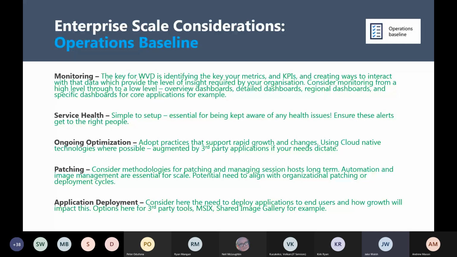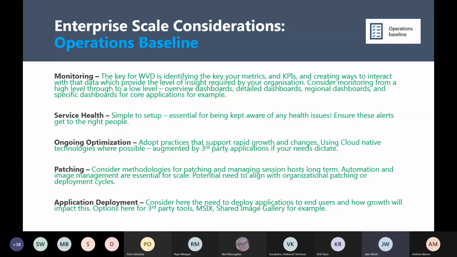Again, application deployment as well. We need to deploy applications to end users, so we need to consider how we're going to do that and what the impact of growth will be. Back in the day when I first started doing VDI, I worked for an educational establishment. We had several hundred applications in a master image, which became very, very challenging. The number of updates just wasn't manageable.